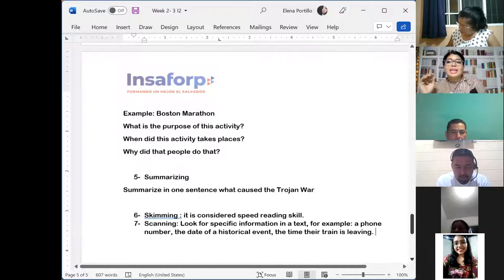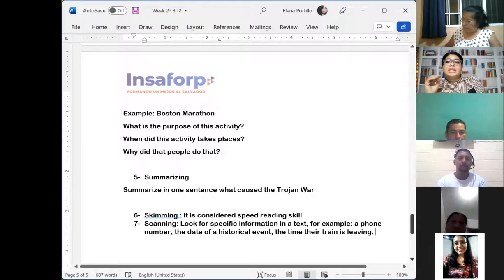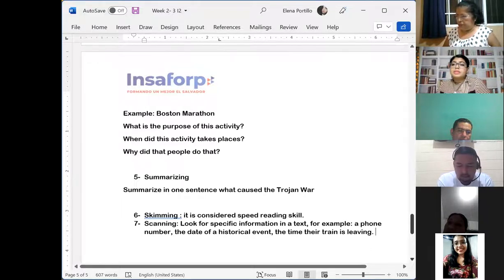So those are the strategies that we are going to use in the reading process. There are 7. And they will help us to improve our reading skills, because in some cases we think that it's better to read everything, but in some cases it is not, because in some cases we just need some information to complete some task. And when we are reading for fun, we have the time, but when we are reading for doing something, we don't have enough time to do it.